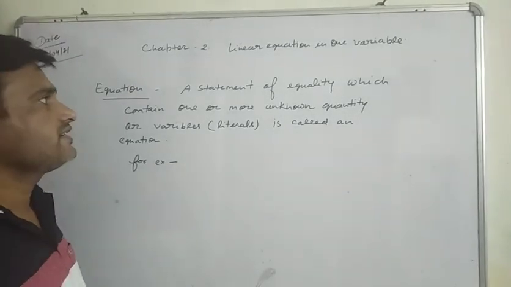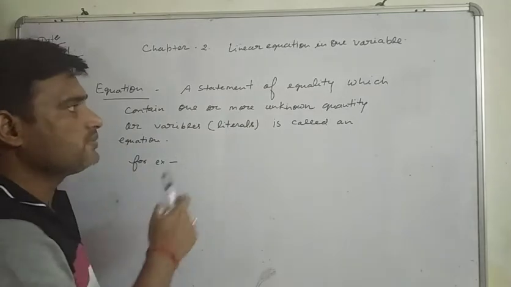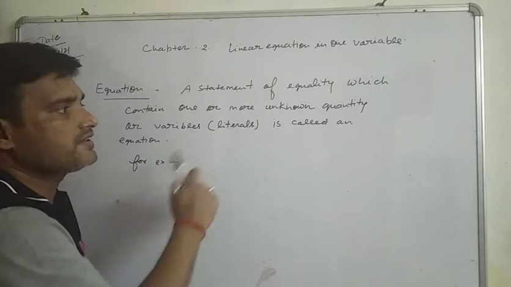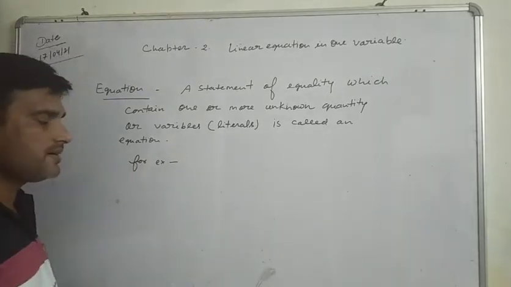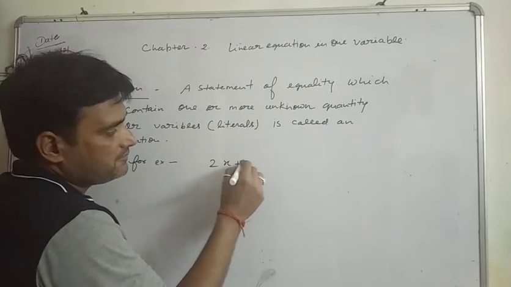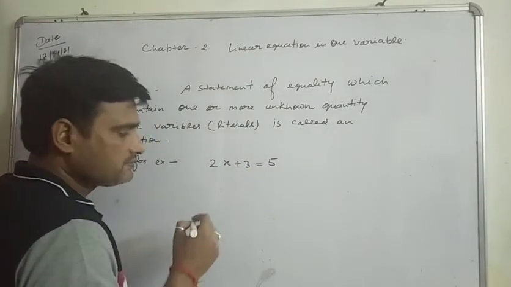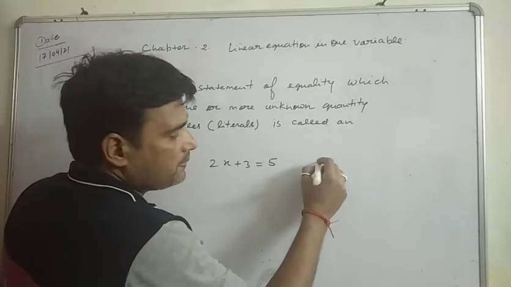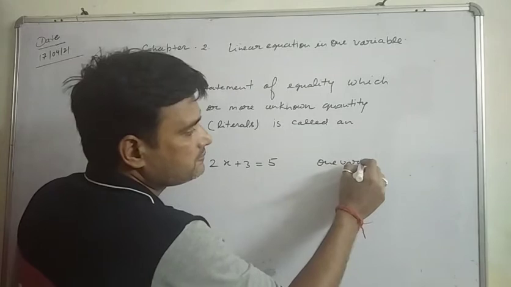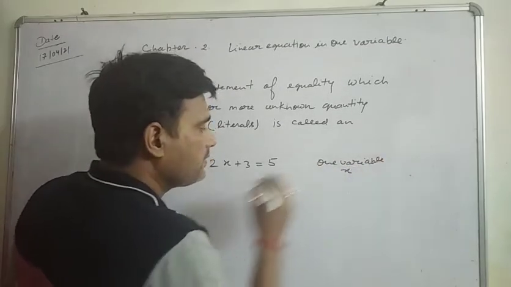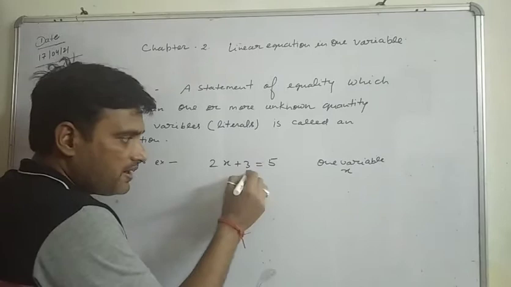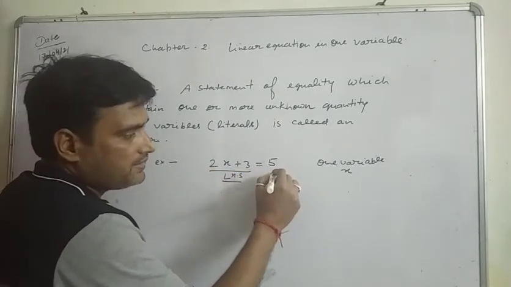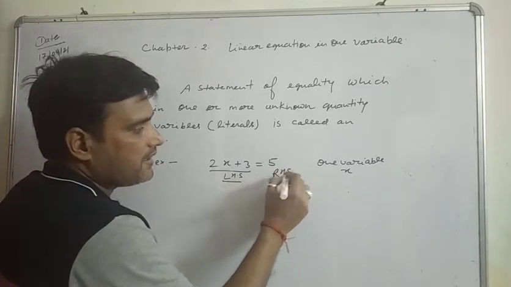First we define equation. A statement of equality which contains one or more unknown quantities or variables, also called literals, is called an equation. For example, 2x + 3 = 5 is a linear equation with one variable x. This part is called LHS, left hand side, and this is called RHS, right hand side.